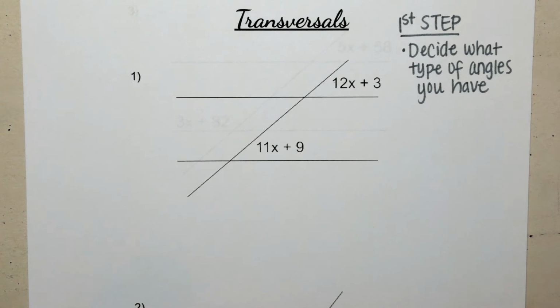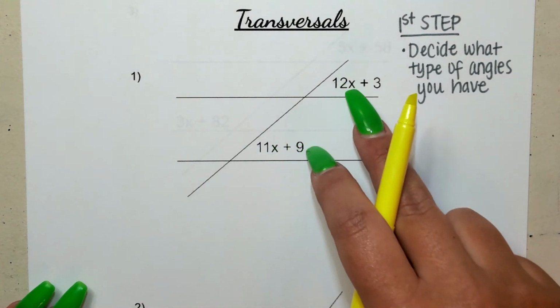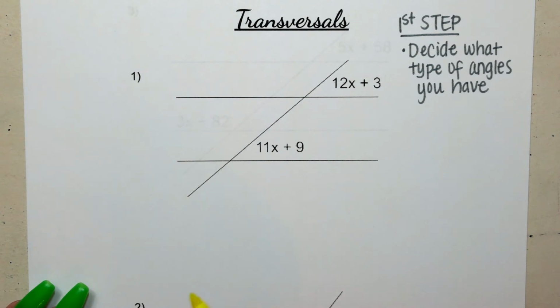Okay, now that we know a little bit about transversals, we're going to do 3 examples. So the first step in solving transversals is always to decide what type of angles you have. So let's look at number 1. So we have 2 angles here. So we want to decide if they are acute or obtuse.